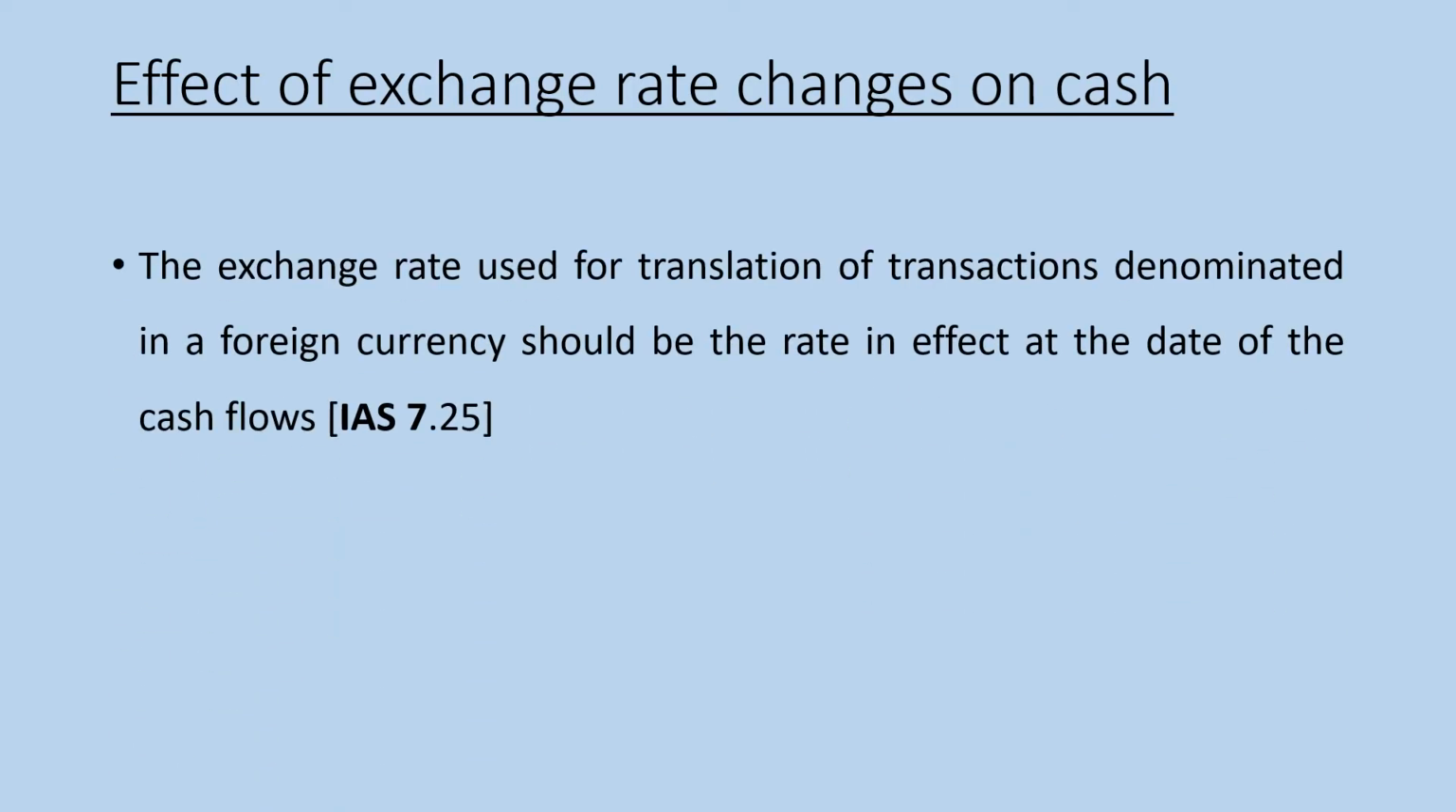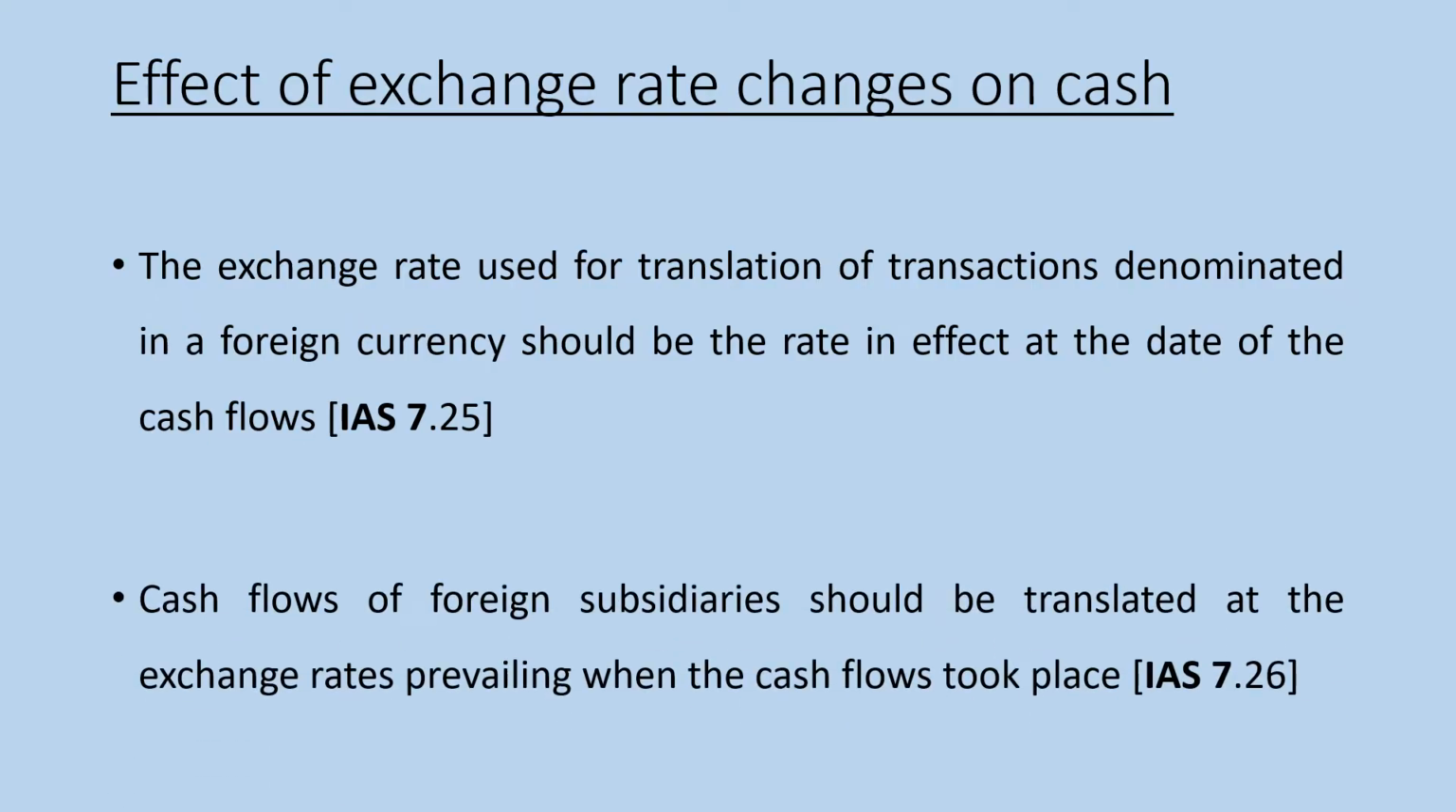According to IAS 7, the exchange rate used for translation of transactions denominated in foreign currency should be the rate in effect at the date of the cash flow. At the same time, cash flows of foreign subsidiaries should be translated at the exchange rate prevailing when the cash flow took place.